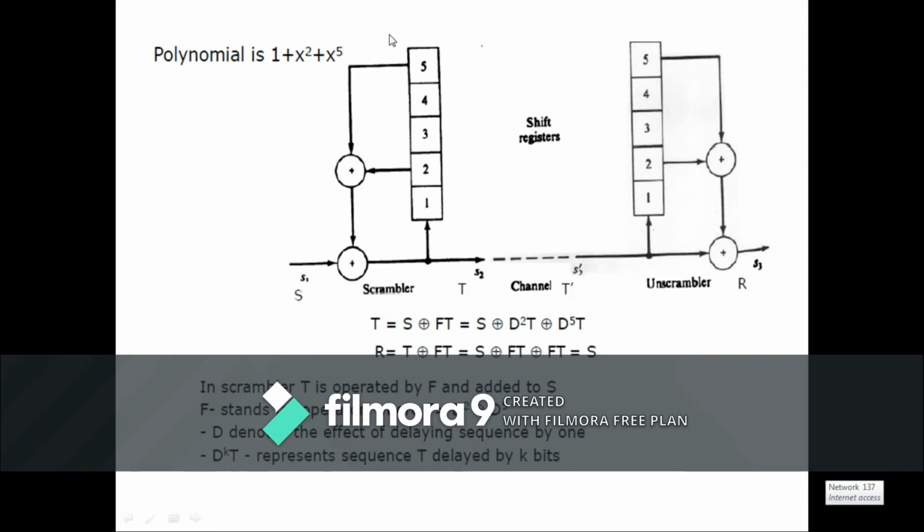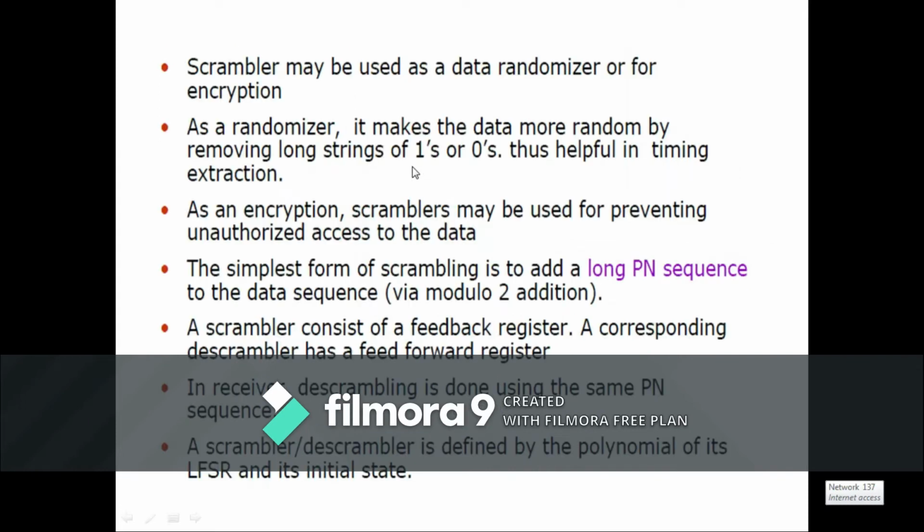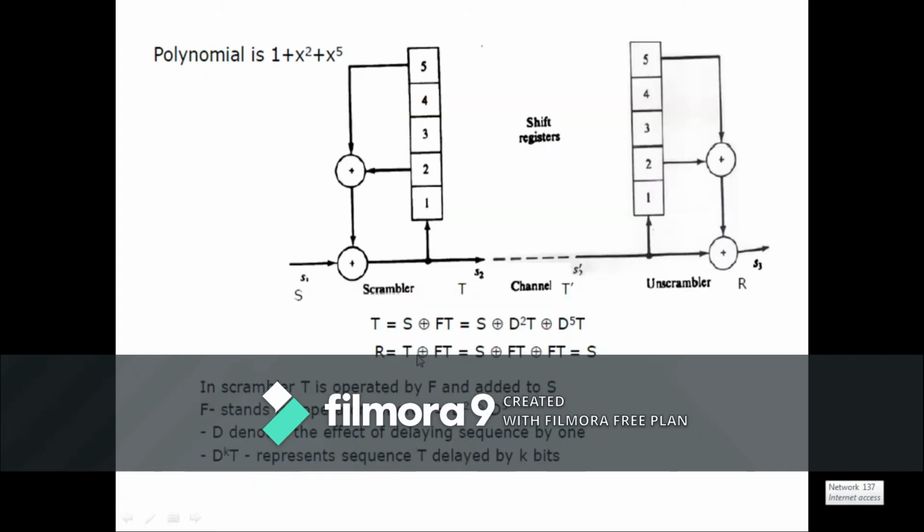If you look carefully here, the scrambler consists of five shift registers and a feed forward. Here there are two registers, one is the feedback register and the other is the feed forward register. This is the feedback register, because whatever output is taken from S2 is given to the buffer. Whatever the S2 dash is, that will be given to the input of the descrambler, and the descrambler is the feed forward register, converting it in such a way that S3 is equal to S1.